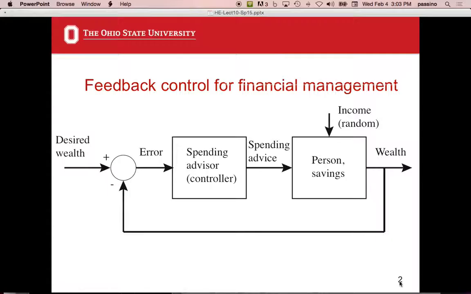Now, if that error is positive, that is, desired wealth's up here and actual wealth is down here, then I take the difference and the number's positive, error is positive. So the spending advisor then has to do what? Well, if you want to be up here in wealth and you're down here, you better spend less, right? So they're actually going to lower the amount of spending so that when they're getting their random income, they're going to accumulate some wealth to move their current wealth up to their desired wealth. Okay? Correspondingly, if you are up here in wealth and your desired wealth is down there, that means you've got more in your pocket than you need. Therefore, you're going to raise spending, so you'll bring it down to the desired wealth. So the key is regulating about that desired wealth, okay?